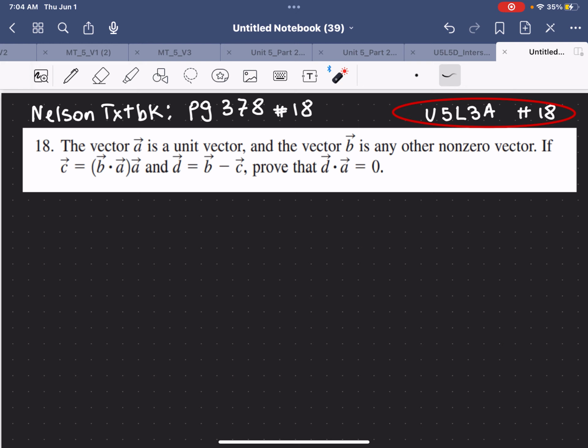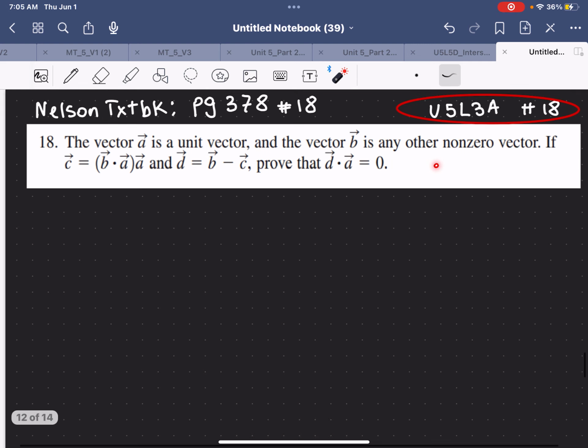So vector A is a unit vector, which means that vector A will have a magnitude of 1 unit. Vector B is any other non-zero vector, so we are specifically given the fact that B is different than 0, so it's not going to make terms disappear. When we multiply anything by 0, terms will disappear. That's what they're trying to emphasize in here.